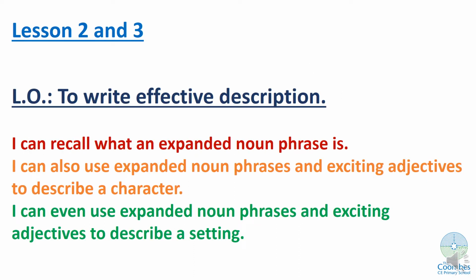Now your learning objective for these two lessons is to write effective description. By the end of these two lessons you will be able to recall what an expanded noun phrase is. You will also be able to use expanded noun phrases and exciting adjectives to describe a character, and you will even be able to use expanded noun phrases and exciting adjectives to describe a setting.